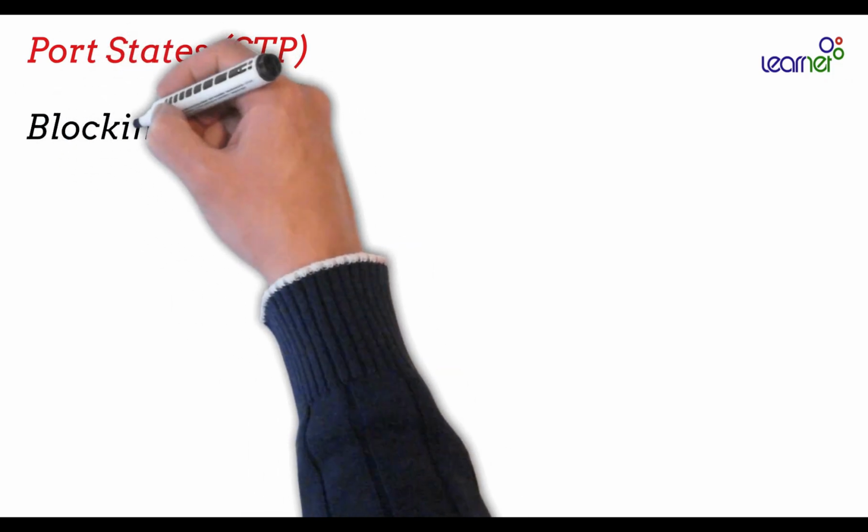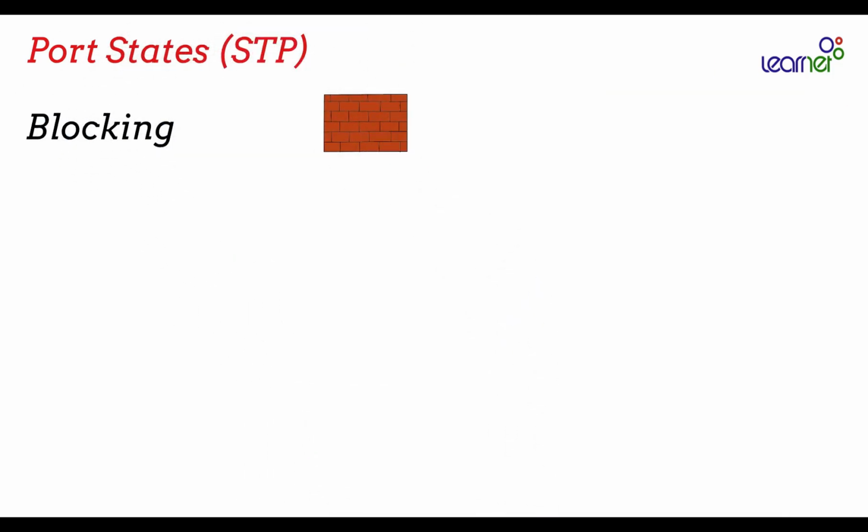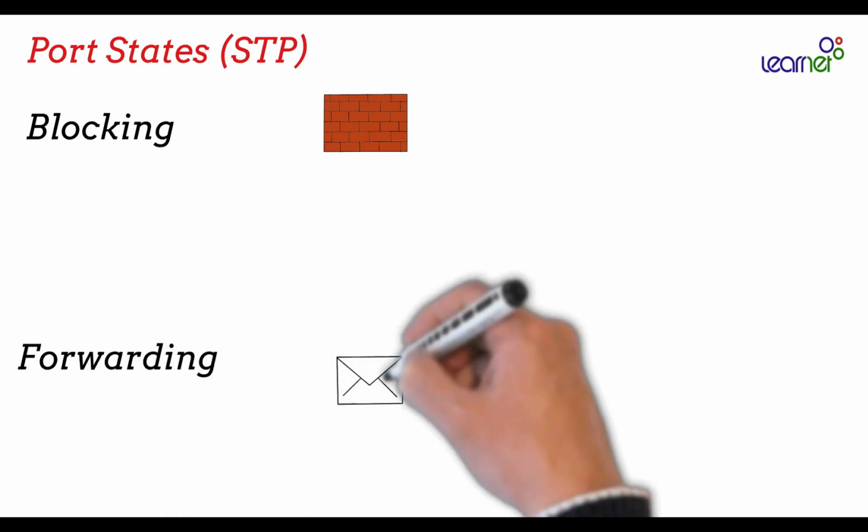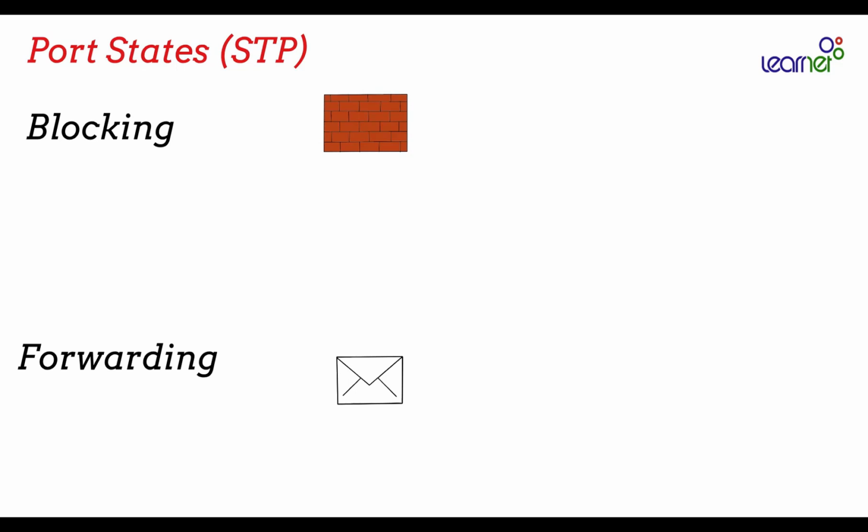Starting with STP port states. First, blocking. Blocking is the initial state of each port when the switch powers on. It is a stable state where the switch will neither learn MAC addresses nor forward frames. If there is a connection on the port, STP will transition the port from blocking to forwarding, but it must first pass through several transitory states, or basically a couple of them.